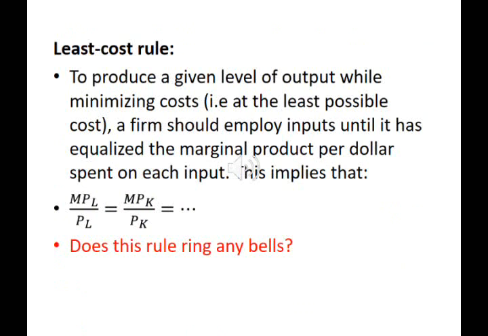Previous steps that we followed in the previous slide will result in what we call the least cost rule. So what is the least cost rule? For a firm to produce a given level of output while minimizing costs, i.e., for the firm to choose the least cost production function, this firm should employ inputs until it has equalized the marginal product per dollar spent on each input. This implies that the marginal product of labor divided by the price of labor should be equal to the marginal product of capital divided by the price of capital, should be equal to the marginal product of land divided by the price of land, and so on for all factors of production used in the production process.